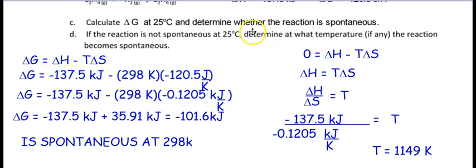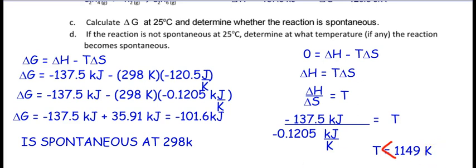That's your break-even point. So what did we say earlier? Any temperature less than this, it will be spontaneous. And does that make sense? Is 298 right here less than 1149? Yes, it is. It was spontaneous at 298, which means, again, any temperature less than 1149, it will be spontaneous.